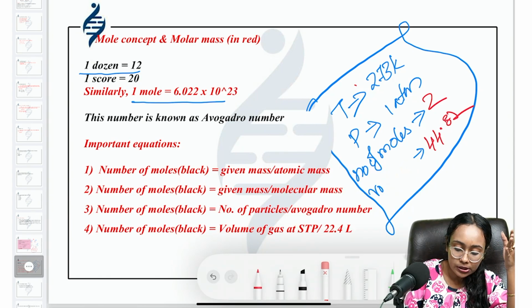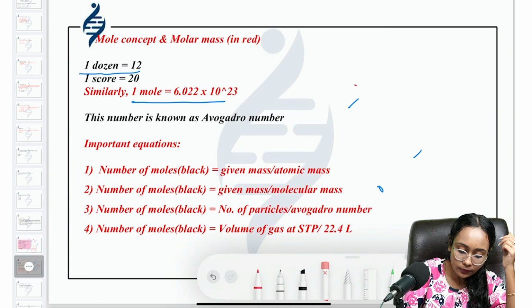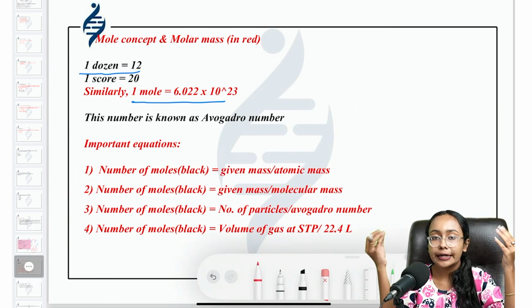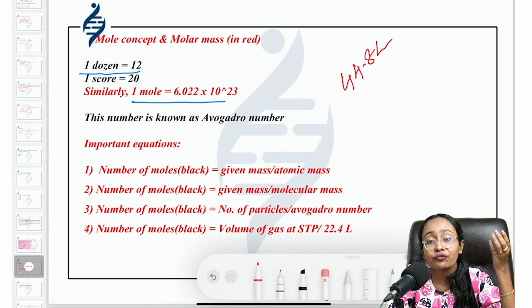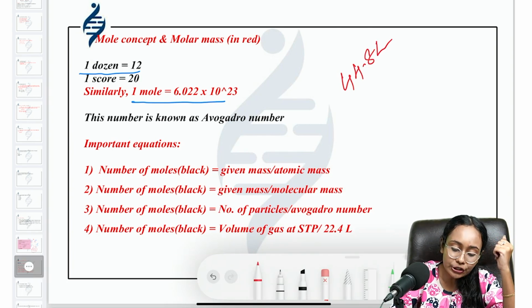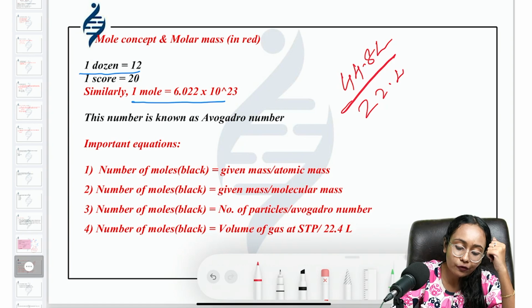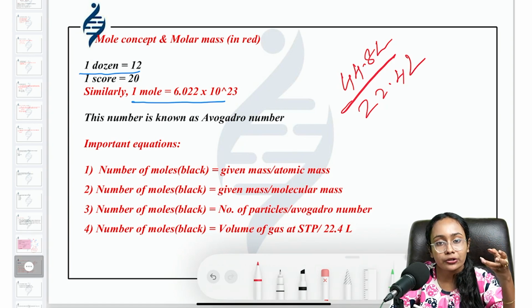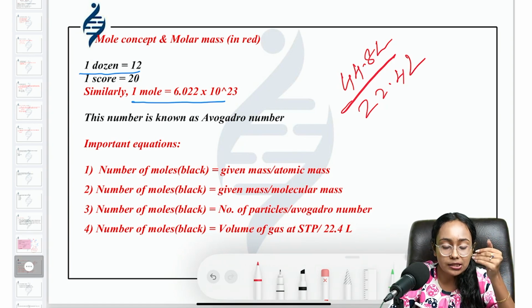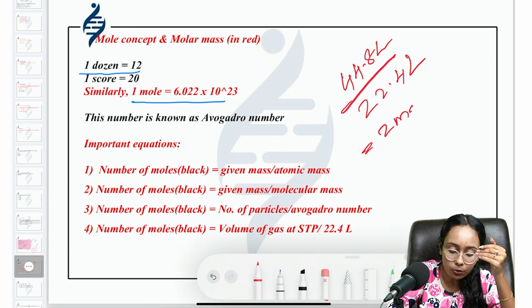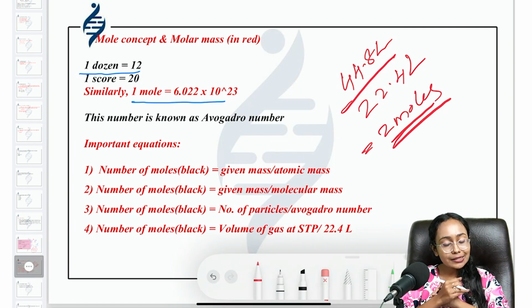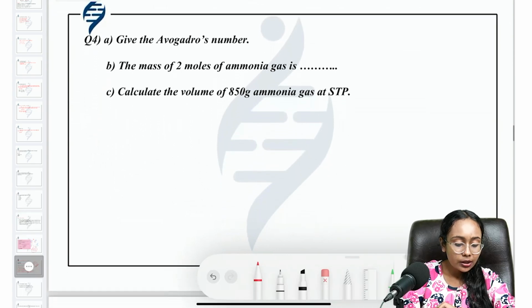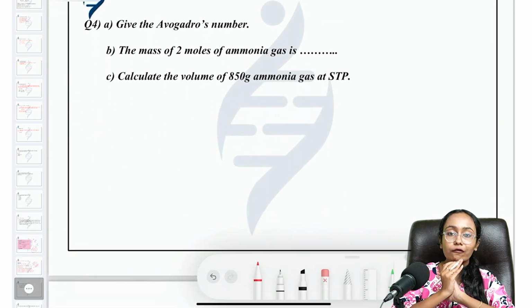So if a question is given like this, at STP, the volume of a gas is maybe 44.8 liters, and you're asked to find the number of moles of that species, you just have to divide it by 22.4 liters, which is the volume at standard temperature and pressure. You'll get 2 moles. All set? Now we are moving on to the question and answer section of today's part.